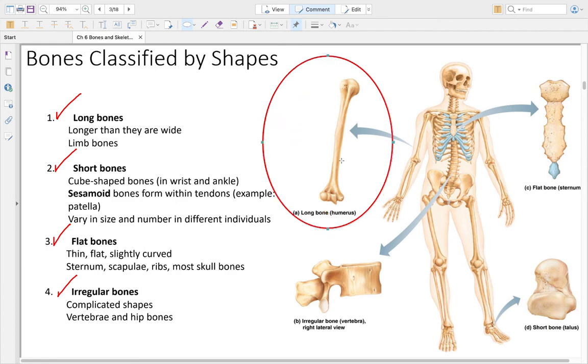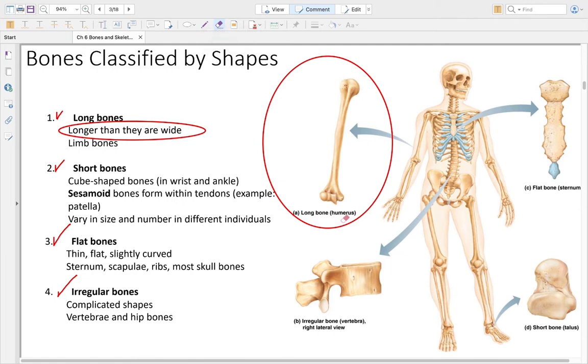And the reason why not all long bones are this long: we have long bones that are actually in our phalanges, and they're very, very short. But the fact is that they are longer than they are wide. As long as they are longer than they are wide, they are considered a long bone. The bones of the limb are most commonly going to be the long bones. They fall into that classification.